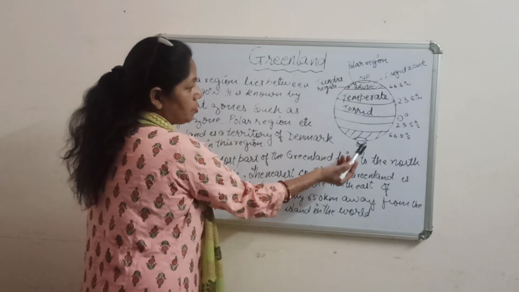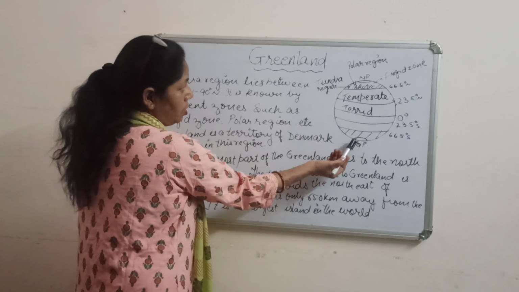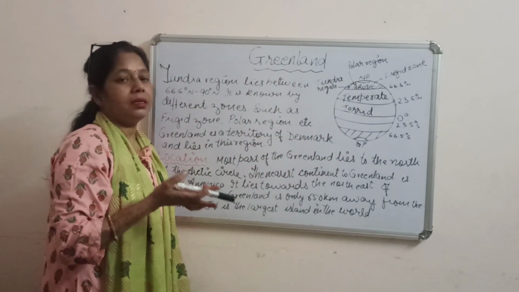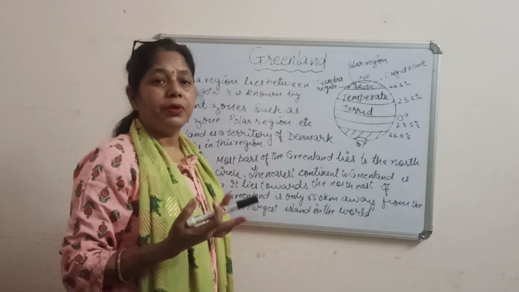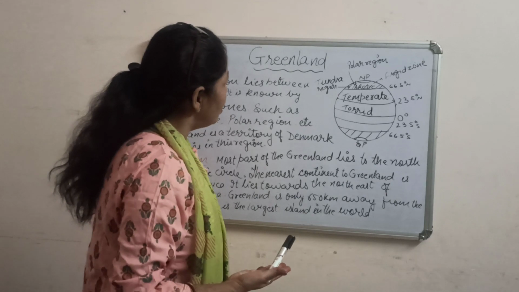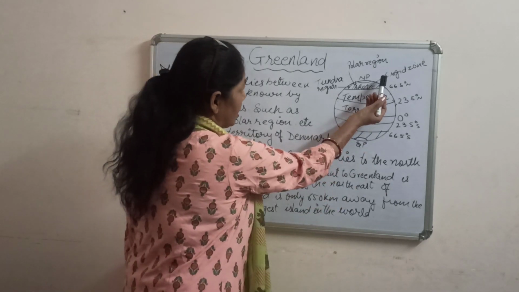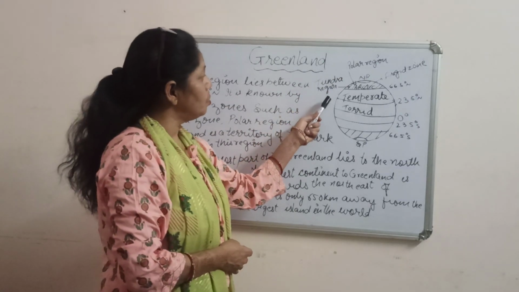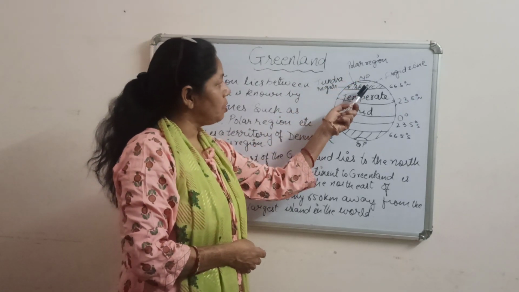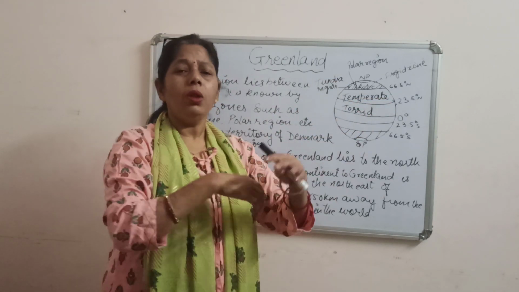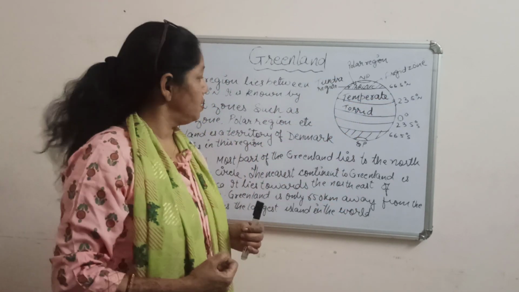The 2 endpoints of the Earth are the North Pole and the South Pole. So this 90 degree North Pole area is known by different names. What are those different names? It is called the frigid zone, polar zone, or the tundra zone. Why is it called polar zone? Because it is near the poles. Frigid zone because the whole area is covered with ice.